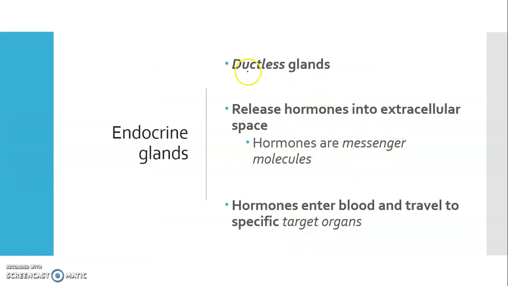And then for the endocrine glands, as we have learned earlier, they are ductless. There are no ducts, compared to the exocrine. They release hormones into the extracellular space, and then the hormones go into the blood. So blood is the carrier to bring the hormones to the particular target cells or target organs or target site. The hormone is a messenger molecule that enters the blood and then goes to the target cells.